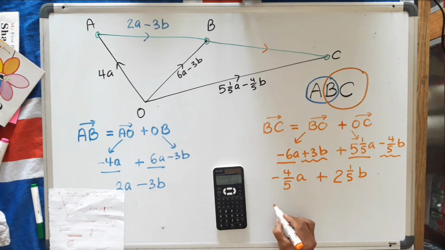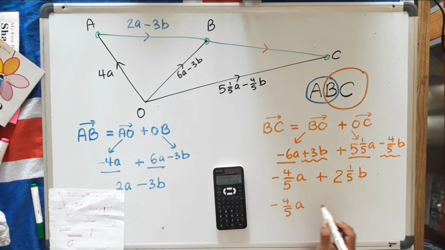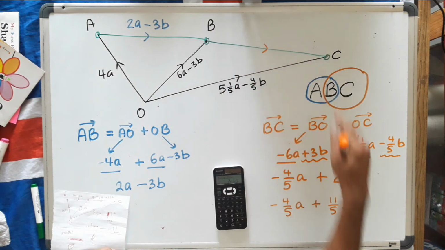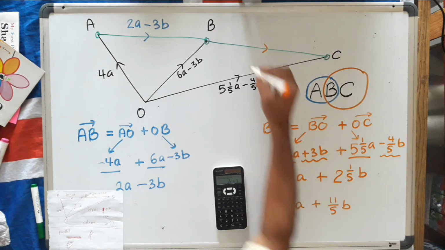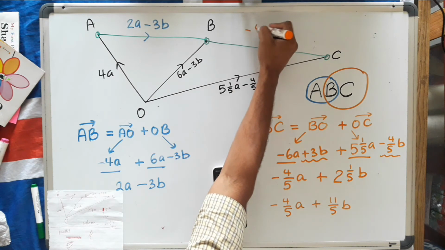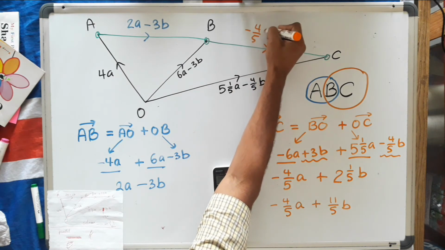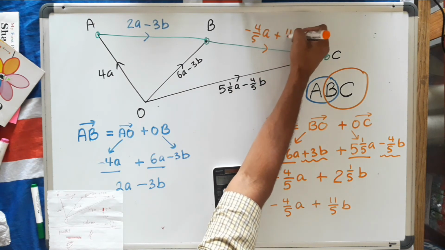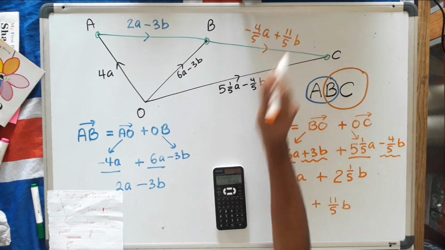Now here's the thing. I really don't like mixed fractions. I have a phobia against them. Let's convert this to an improper fraction. 2 by 5 is 10 plus 1 is 11. So it's 11 on 5B. So this BC, let's put the answer now. We just found BC is minus 4/5 A plus 11 on 5B.